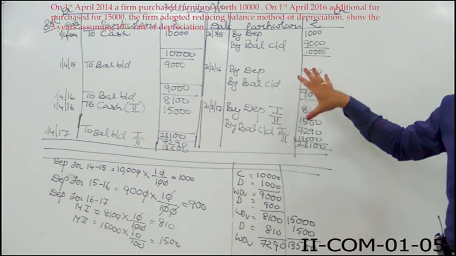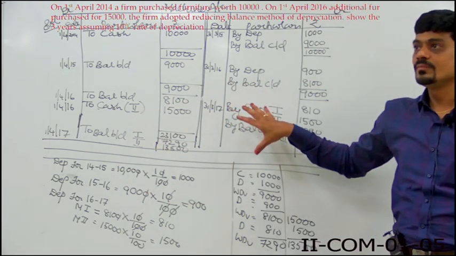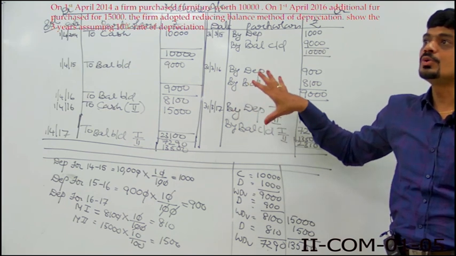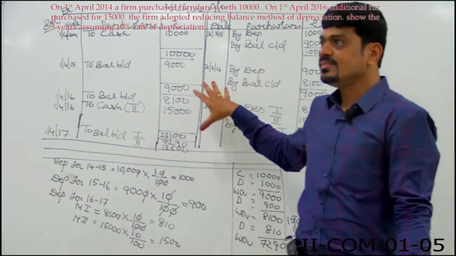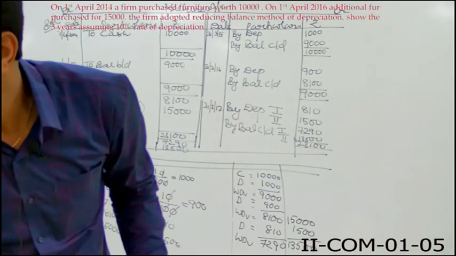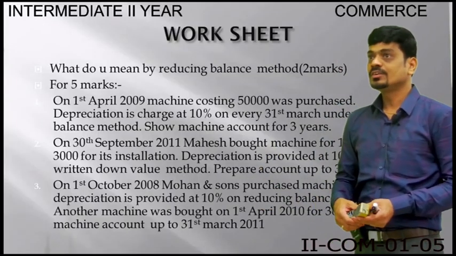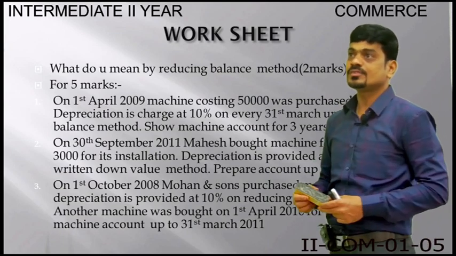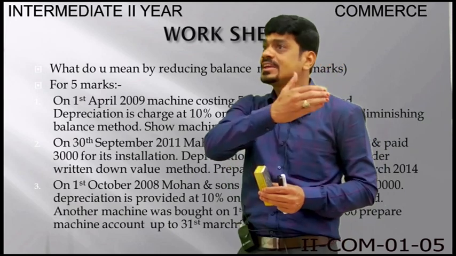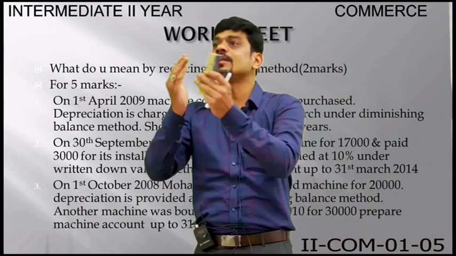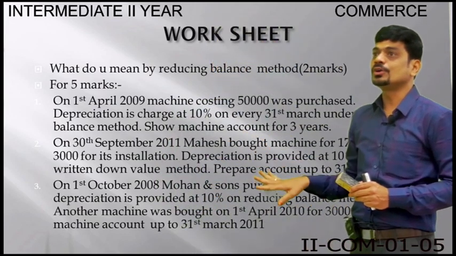Similarly, I'm going to give you a few assignments even in this method. So let us come to the assignments now. As I said, I'll give you the worksheet. After teaching you the two problems of diminishing balance method, you can practice the problems which I gave you in the straight line method. You can convert them into diminishing method and practice. So here is the worksheet for you all, dear.